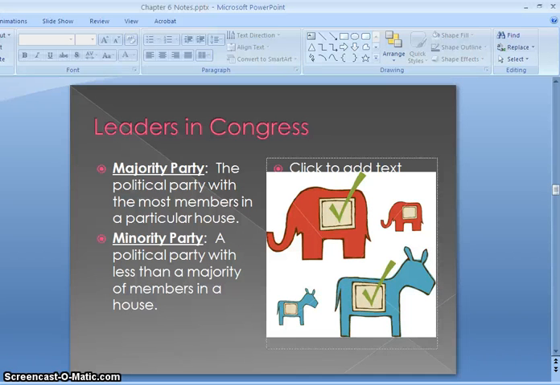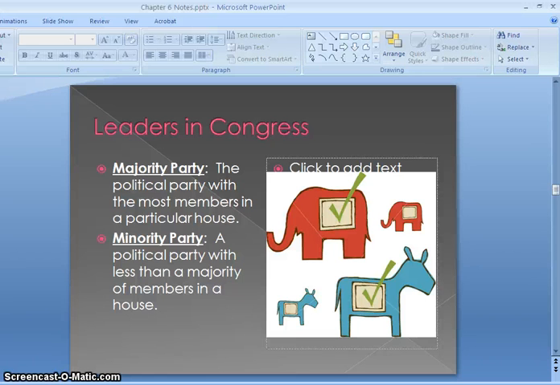Okay, leaders in Congress. So there's a majority party in Congress and a minority party. It really depends on how many Republicans and how many Democrats are in Congress at that point. So right now, the majority party in the House of Representatives are Republicans, and the minority party are Democrats. And it's flip-flopped. In the Senate, Democrats have the majority and Republicans have the minority. Now, that can change either way. It really depends on how your constituents or the public votes.